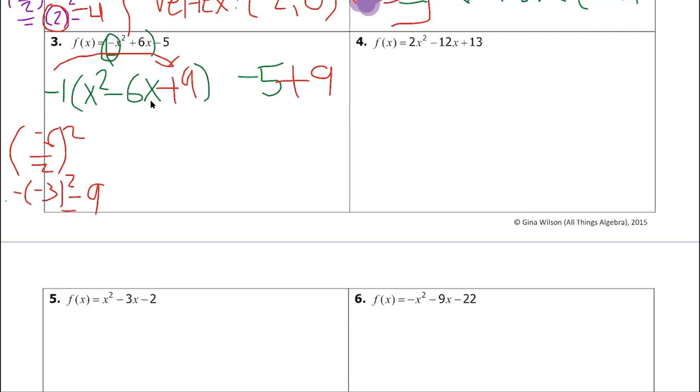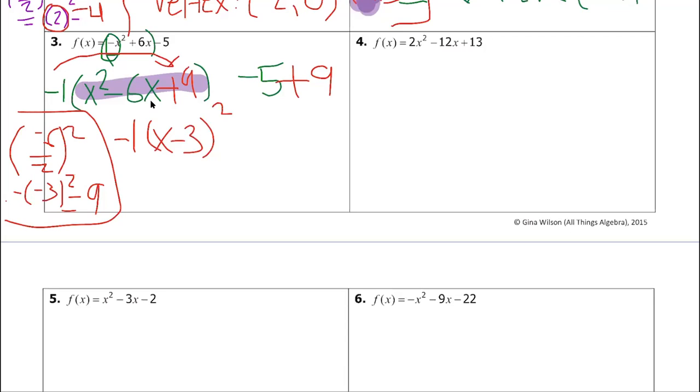So that's a lot of times where we get kind of messed up with these. But other than this, it's the same idea. We can factor this. So just bring down that -1. But this would be x minus 3 squared, because -3 times -3 is 9, and -3 plus -3 is -6x. Like I said, whatever you get inside here is basically what you'll put in your binomial. And then -5 plus 9 would be +4. So my vertex would be 3, 4.